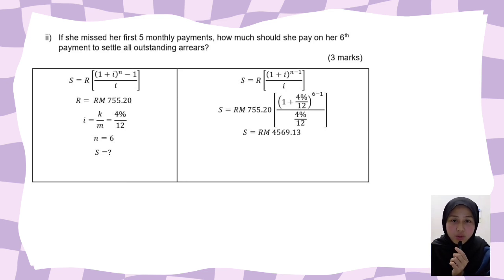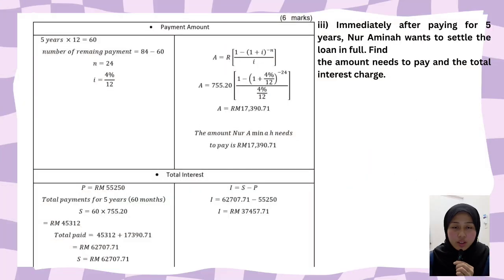So we use the future value formula, which is S equals R in bracket (1 plus i) power of n minus 1, over i. So we need to convert all of the formula into the numbers. S equals 755 ringgit 20 cents, (1 plus 4% over 12) power of 6 minus 1, over 4% over 12. So the final answer for S, the future value, is 4,569 ringgit 13 cents.